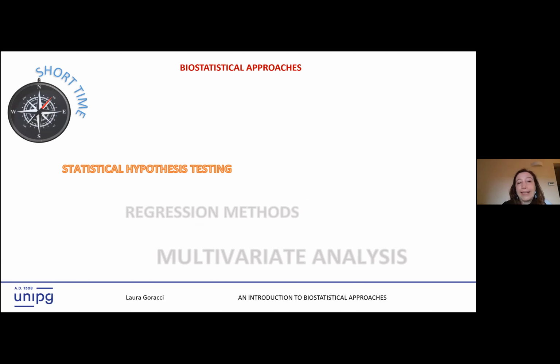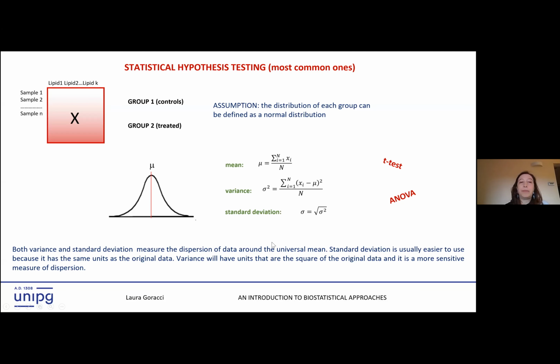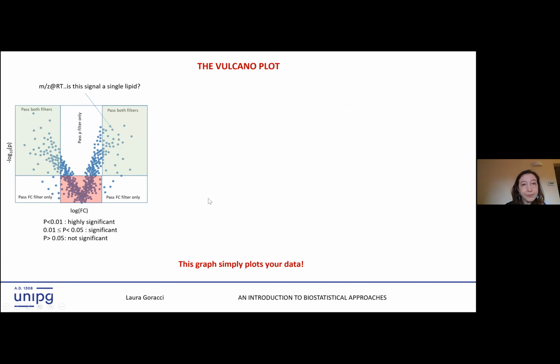So statistical hypothesis testing is pretty useful, especially if you know what you want to check. For example, you are making an experiment where you have two populations of samples, your controls and your treated samples, and you want to compare them to see if they are statistically different. And yesterday you had the proof of how important it is to remember that many of these methods are based on the assumption that the distribution of each group can be defined as a normal distribution. Otherwise, there are several other ways to work. And yesterday you had a lot of information about that.